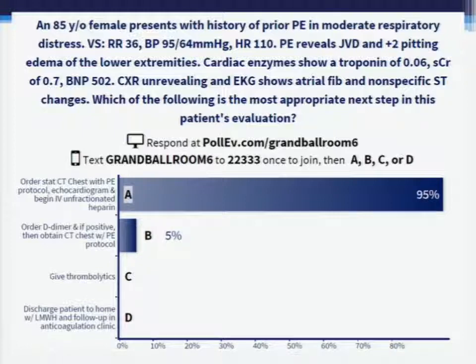I thought there would be some people choosing C, and there's not. That's great. So yes, I agree with you. A is the answer. Order a stat CT of the chest with PE protocol, echo, and start IV unfractionated heparin.